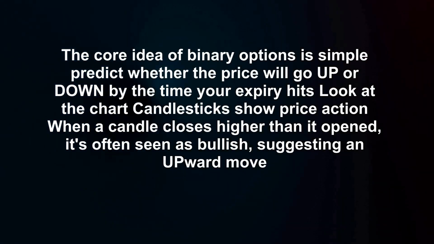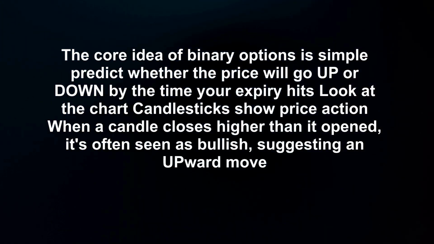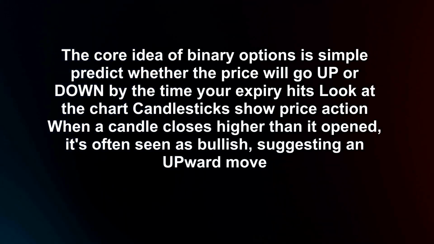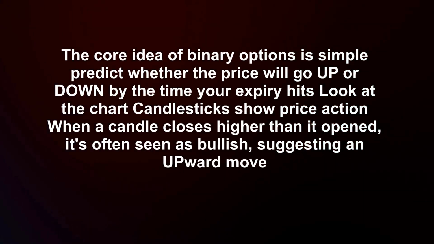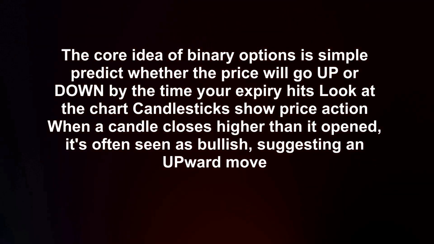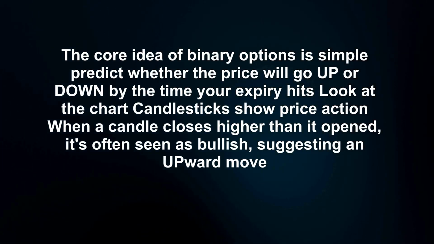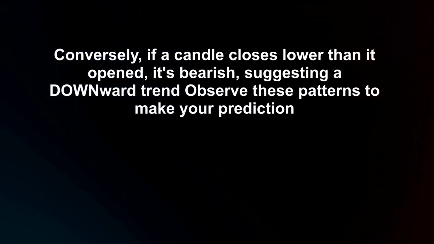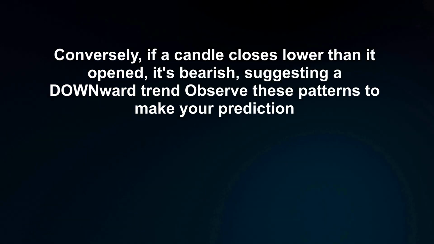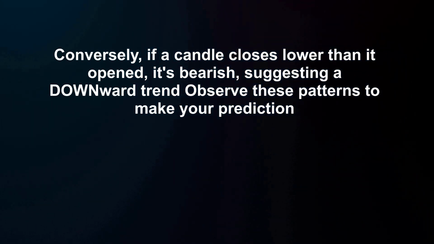The core idea of binary options is simple: predict whether the price will go up or down by the time your expiry hits. Look at the chart. Candlesticks show price action. When a candle closes higher than it opened, it's often seen as bullish, suggesting an upward move. Conversely, if a candle closes lower than it opened, it's bearish, suggesting a downward trend. Observe these patterns to make your prediction.